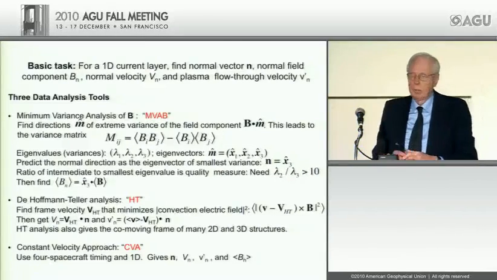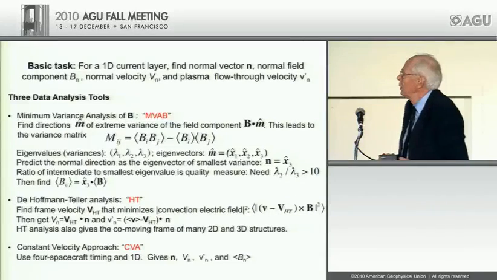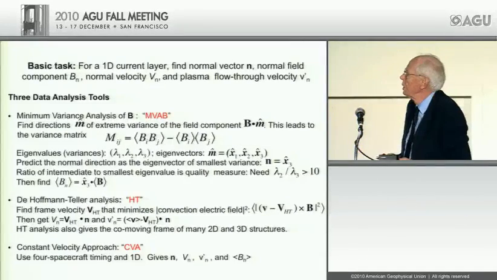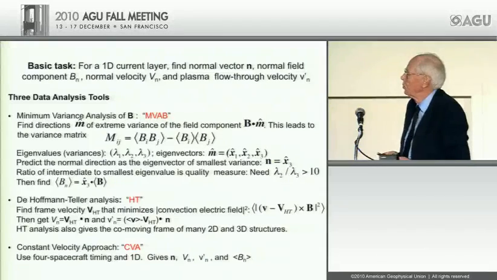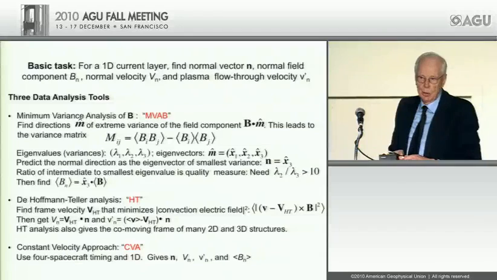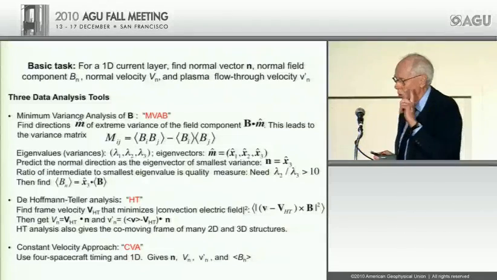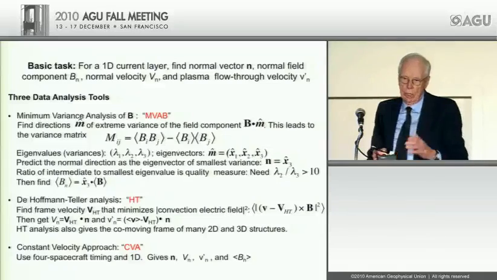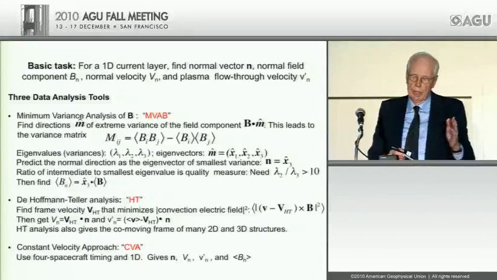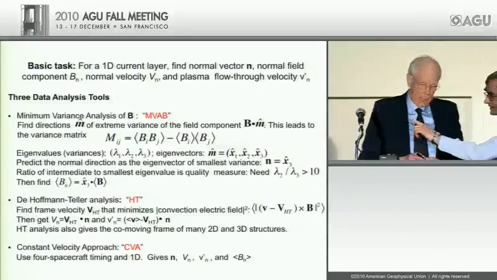So you think you are on firm ground, but there is a proviso. There must be a good separation between the intermediate and the smallest eigenvalue. And as long as you have that, you are hopeful that you have gotten a good normal, which is not always true. So you use the ratio of those two eigenvalues as a quality measure, and at the magnetopause one has typically thought you need a ratio greater than 10 in order to get an accurate normal.